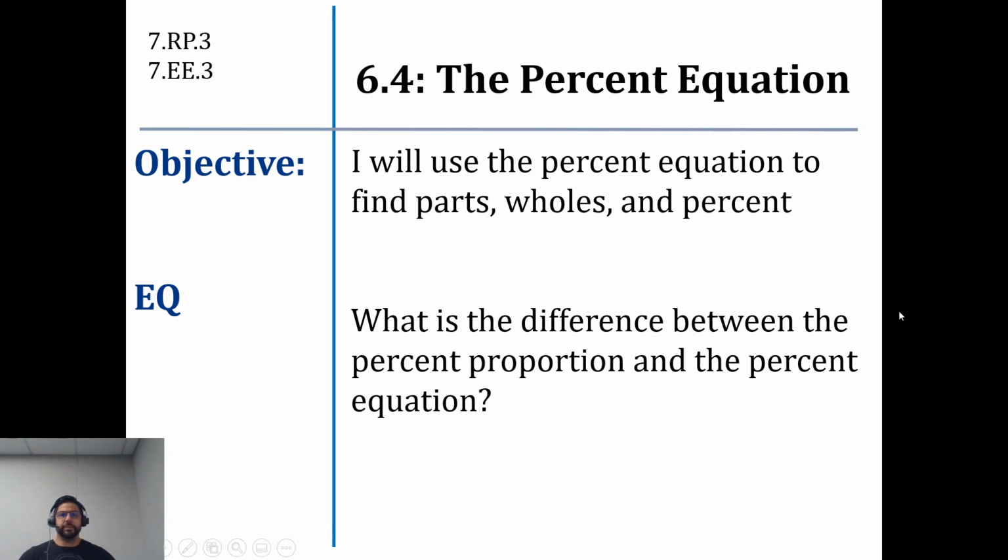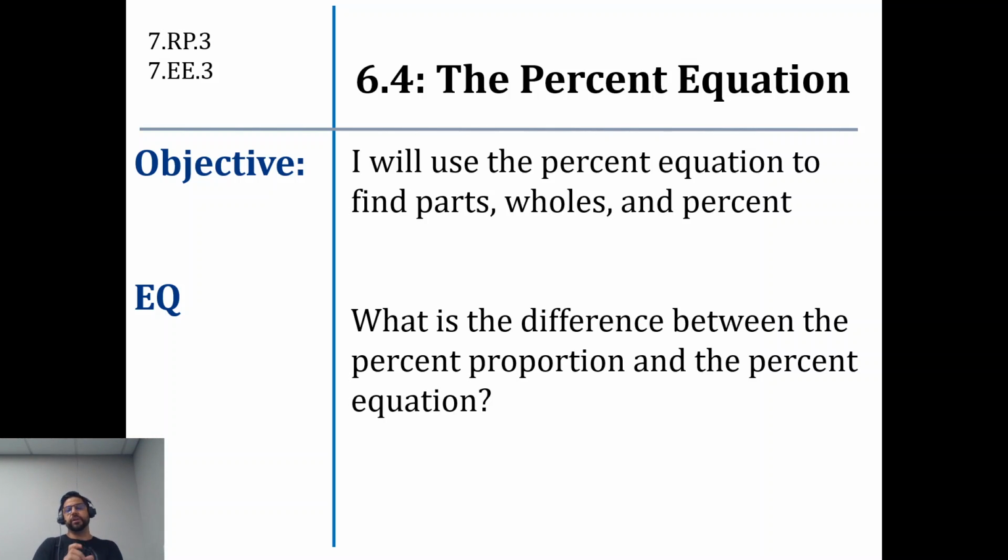All right, ladies and gentlemen, today we are looking at lesson 6.4, the percent equation. Our objective is: I can use the percent equation to find parts, wholes, and percent. So really it's a repeat of what you did on lesson 6.3. The percent proportion, that's what we're talking about in 6.3.